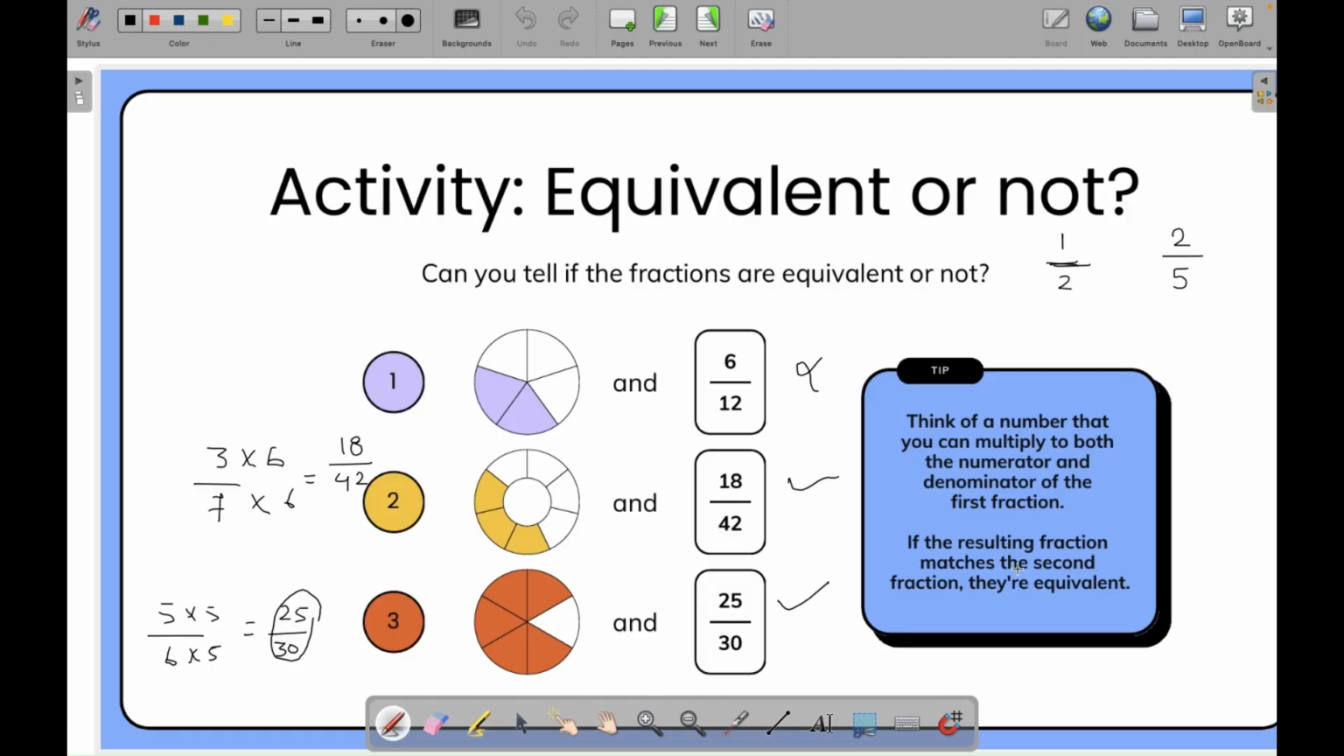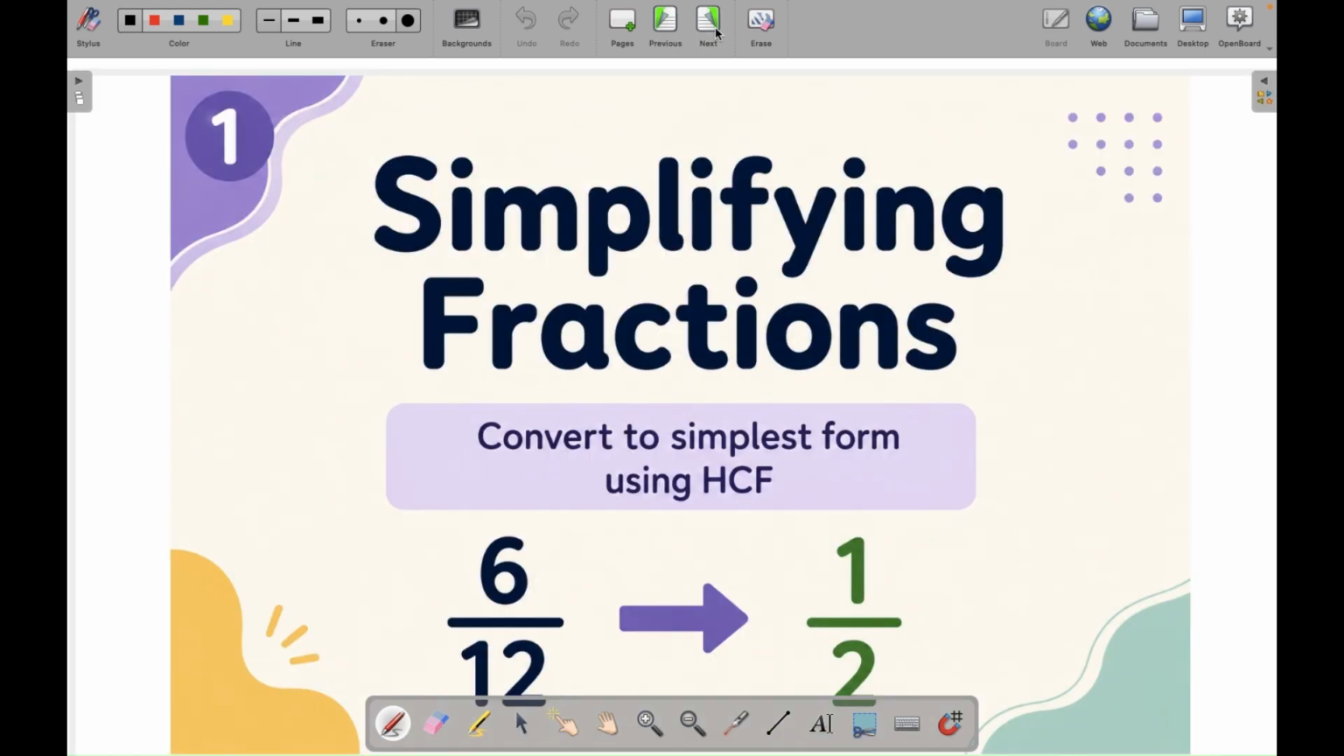If the resulting fraction matches the second fraction, so if I'm multiplying this, if I get a fraction that matches this fraction, then the fractions are equivalent. If it does not match, then the fractions are not equivalent. Okay. Since now we know what equivalent fractions are, this is going to be very quick and very easy.